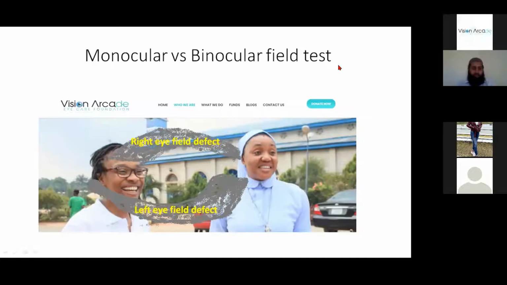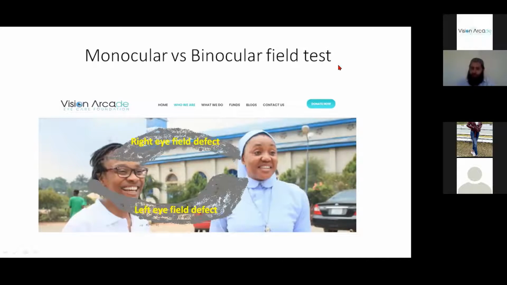This is the website of Vision Arcade. Just to show you what field defects you can get, and also why it is important to do a monocular visual field test compared to binocular. So binocularly, if you're performing the test, you might miss out the fine details.